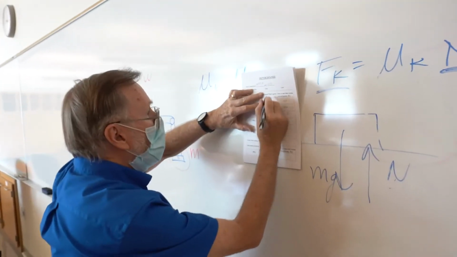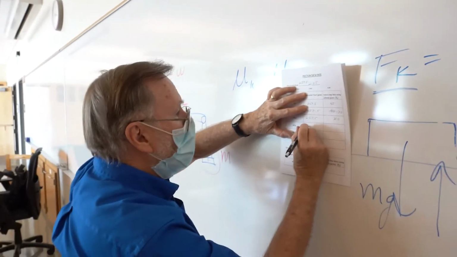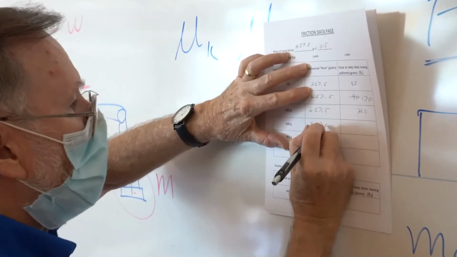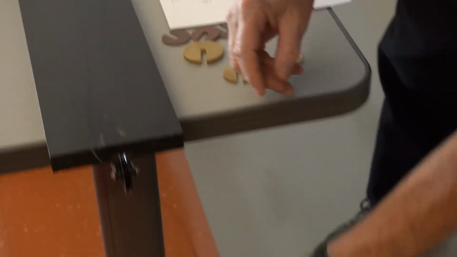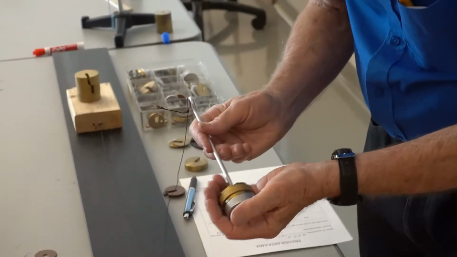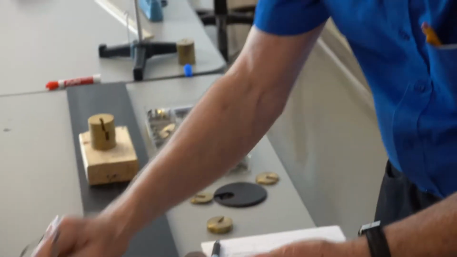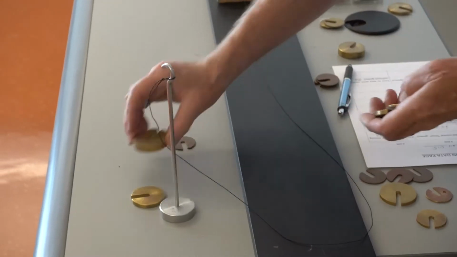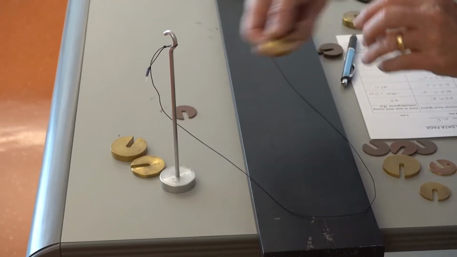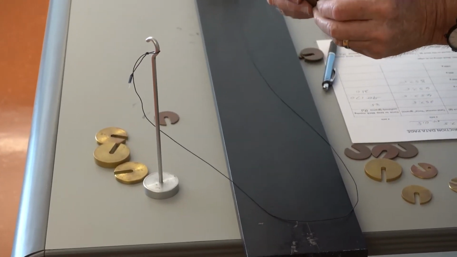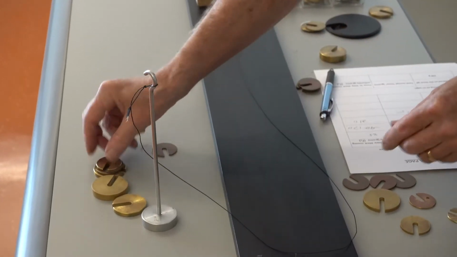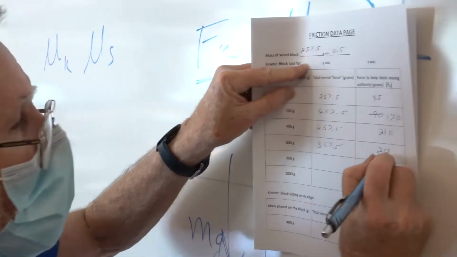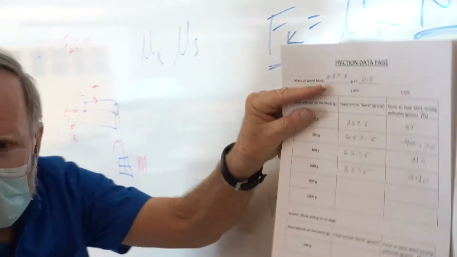So now we have 600 grams plus the 257 rather. That's going to be 857.5. And the masses that are pulling on the block, we have 50, 50 is 100, 200, 250, 270, 80, and 90. So 290 grams. All right, next is 800.